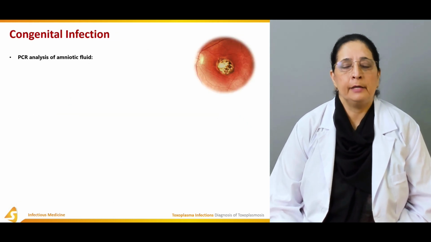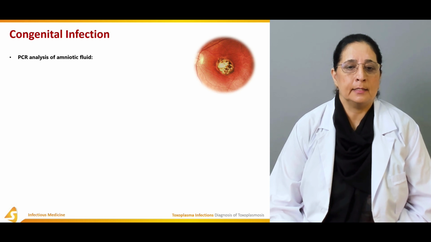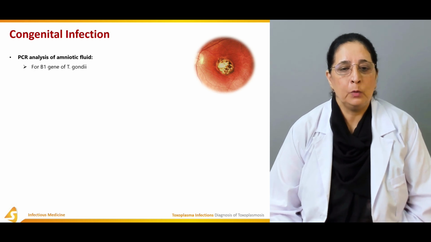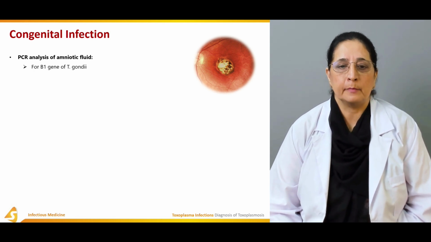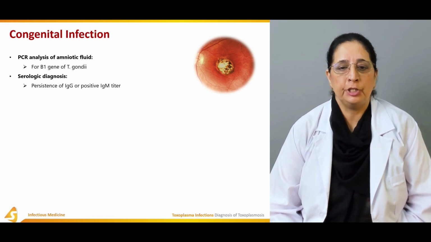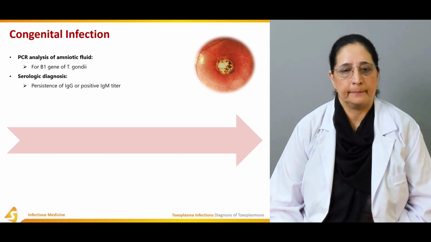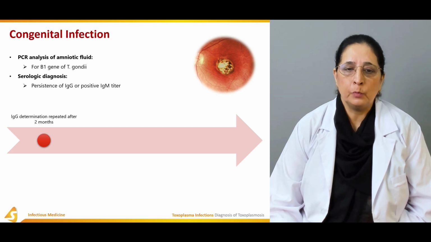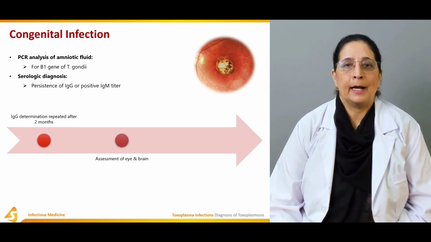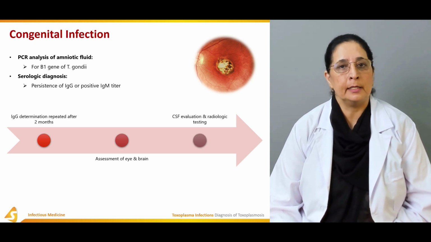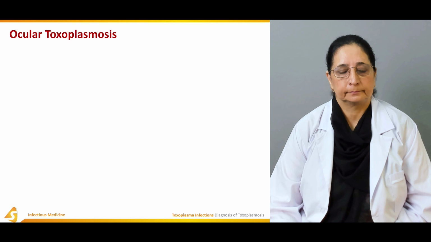In congenital infections, PCR analysis of amniotic fluid for the B1 gene of Toxoplasma gondii is done. For serologic diagnosis, persistence of IgG or IgM titer is checked, and IgG determination is repeated after 2 months. Assessment of the eye and brain in congenital infection includes cerebrospinal fluid evaluation and radiologic testing.